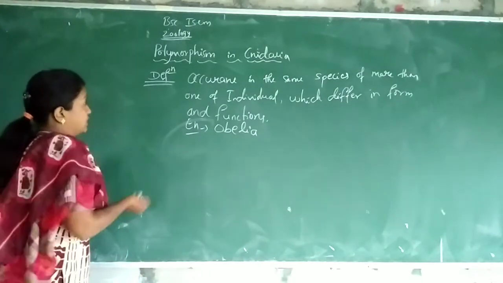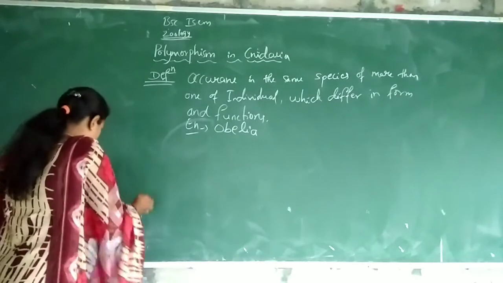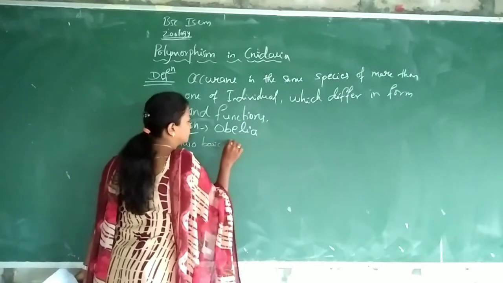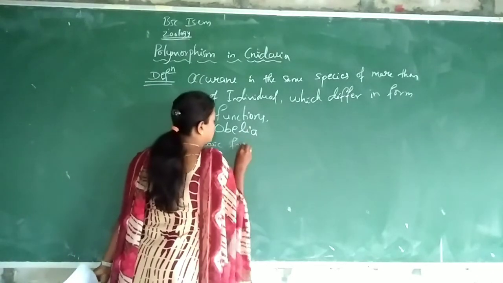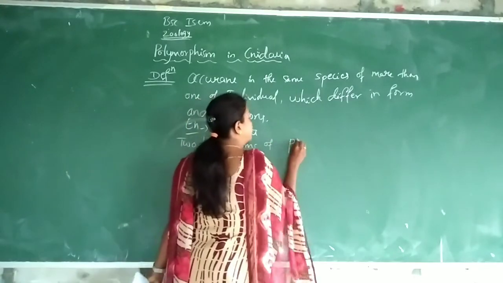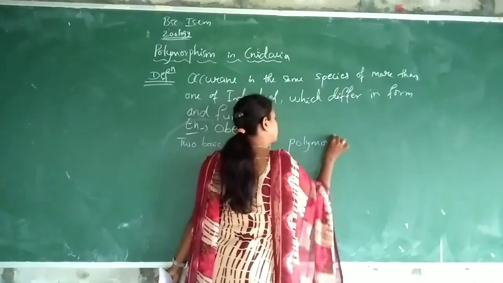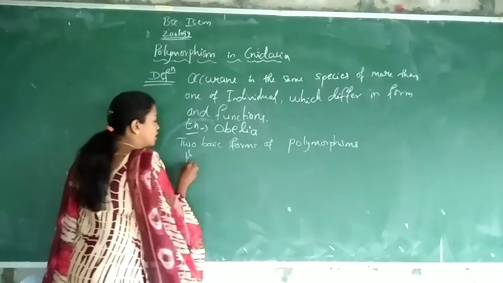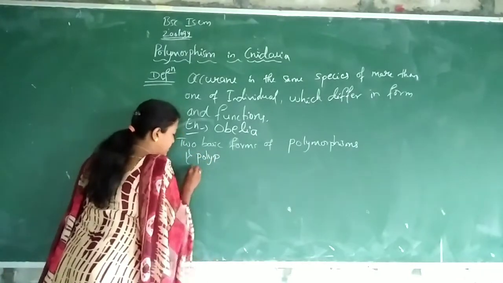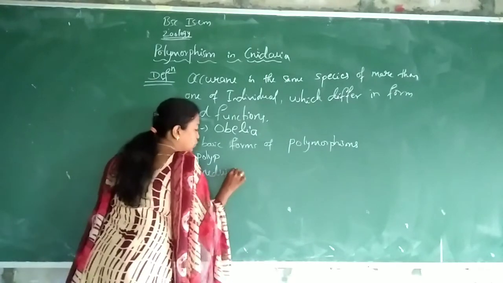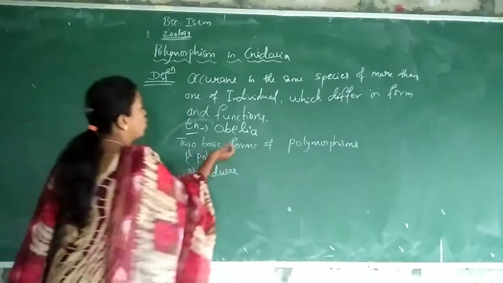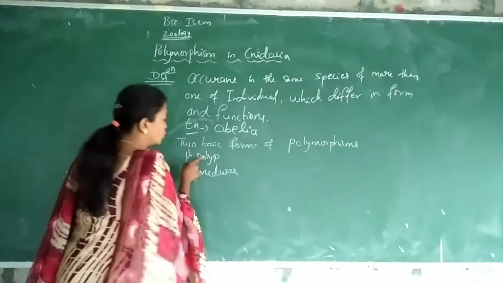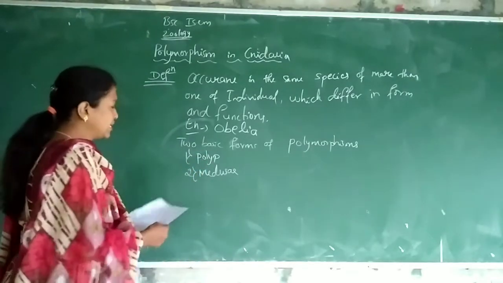You already know there are two basic forms of polymorphism. Those are one polyp, and the other medusae. So what is the meaning of polyp?